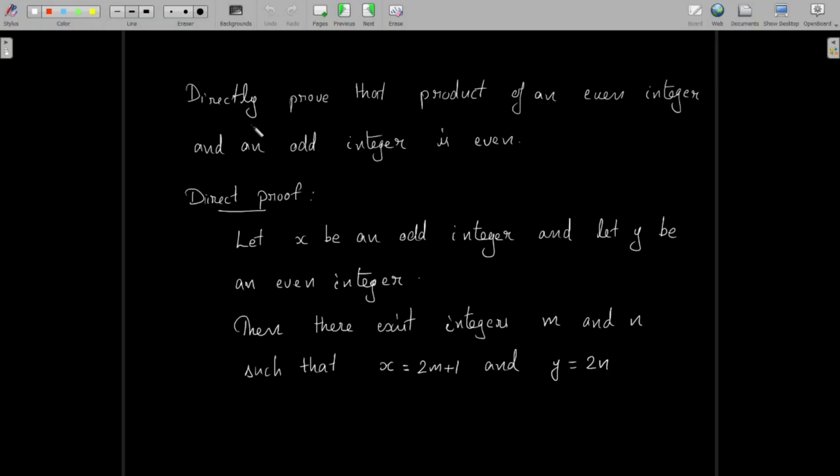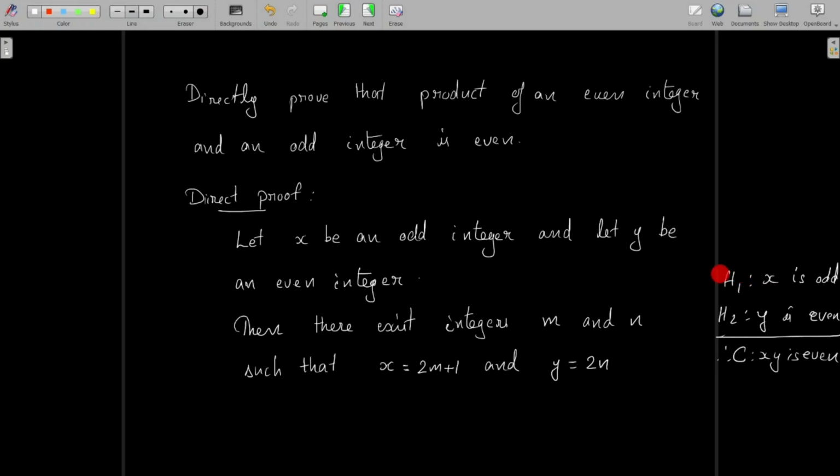Another example, directly prove that product of an even integer and an odd integer is even. Here the hypotheses are x is odd and y is even, and the conclusion is x into y is even. We can take the hypothesis H1 as x is odd, the hypothesis H2 as y is even, and our conclusion C is x into y is even.